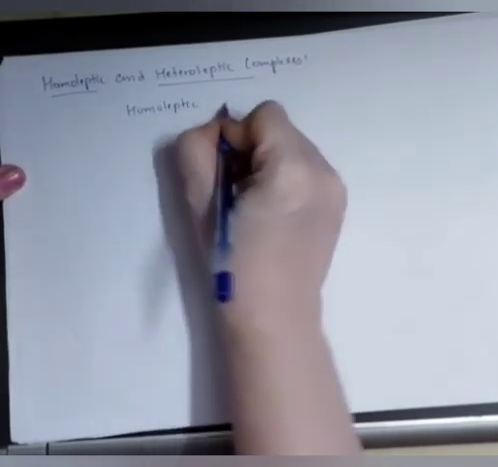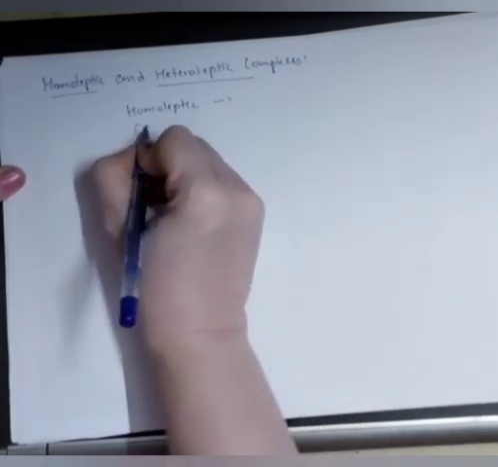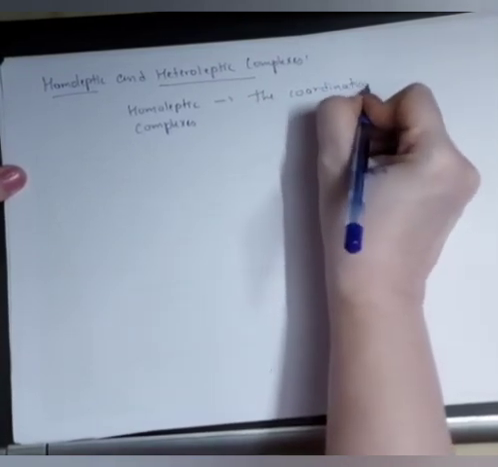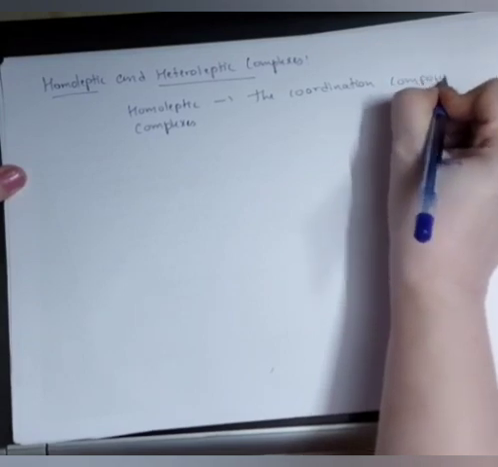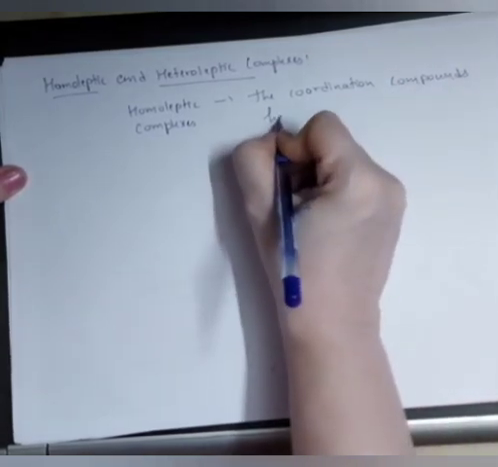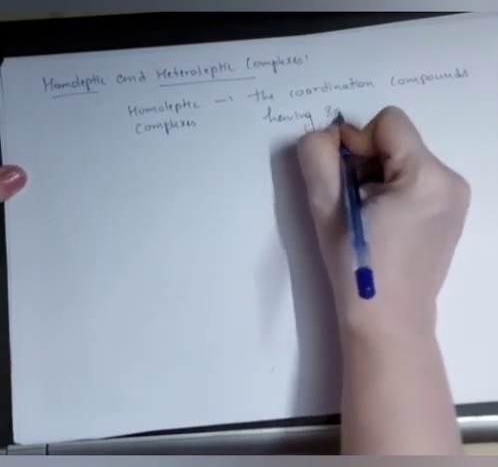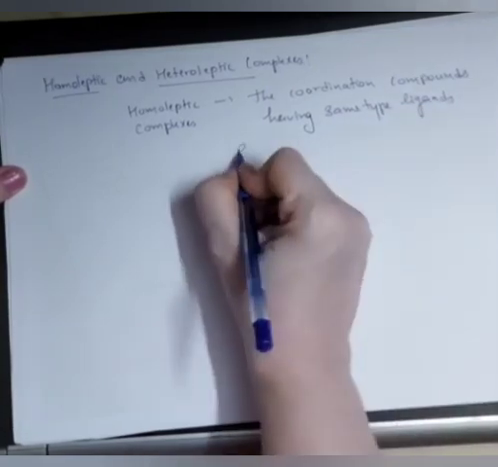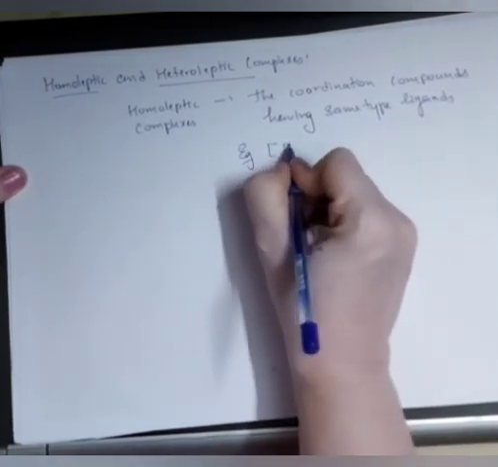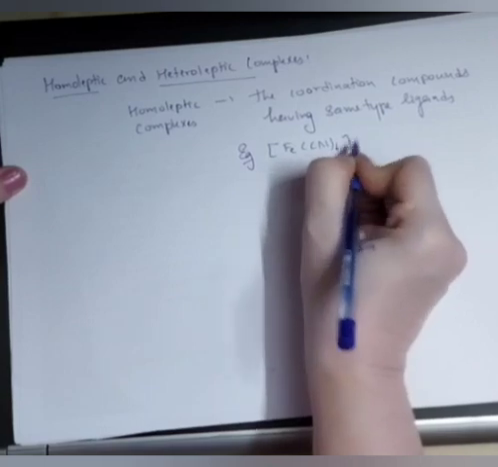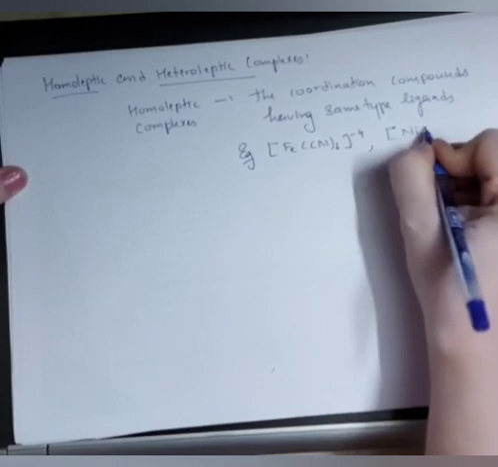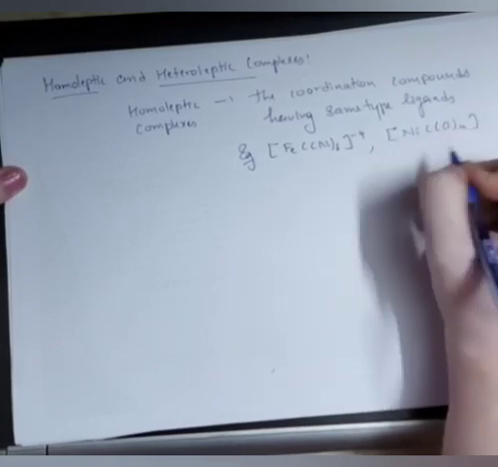Homoleptic complexes are basically the coordination compounds having the same type of ligands. For example, Fe(CN)6 4 minus. Another example, like Ni(CO)4.